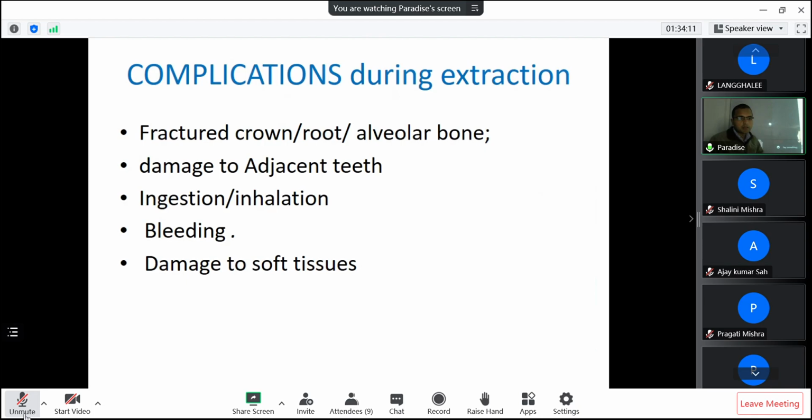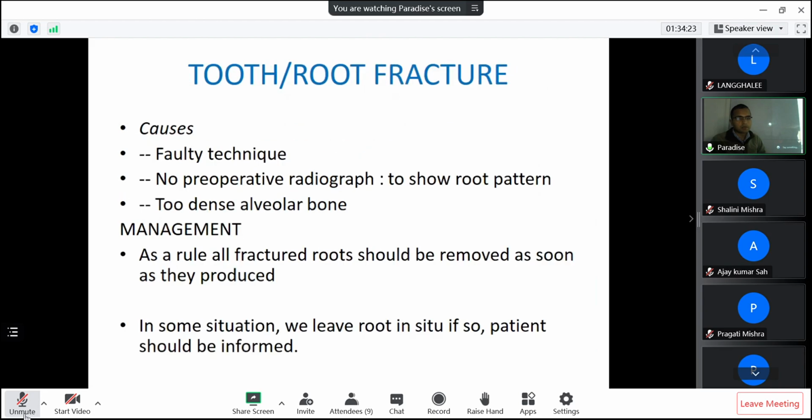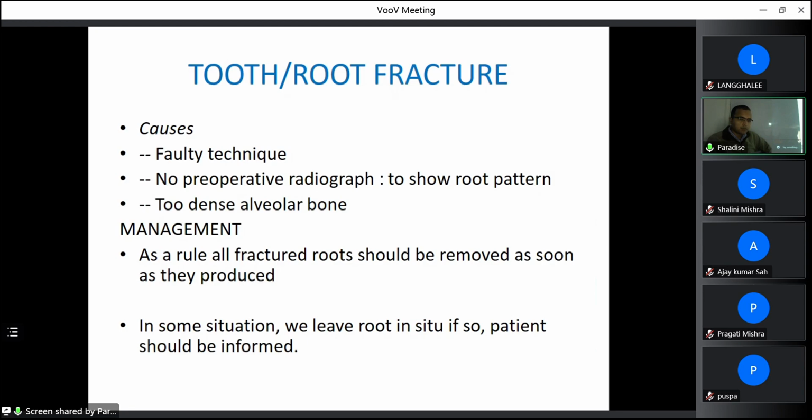Complications during extraction are fracture of the crown, root, or alveolar bone, damage to adjacent teeth, especially if you are removing the 8. You may damage the second molar. Also ingestion or inhalation of the tooth, bleeding, and damage to soft tissue. A tooth or root may fracture due to faulty technique, no preoperative radiograph to show the root pattern, or too dense alveolar bone. Management is, as a rule, all fractured roots should be removed as soon as they are produced.